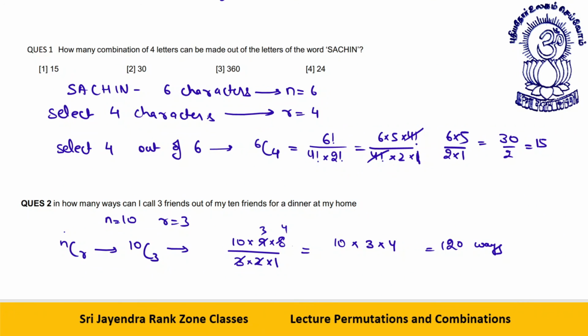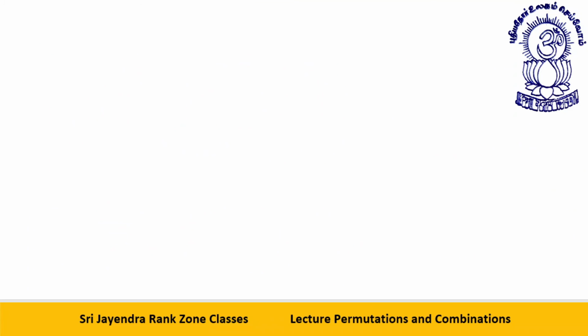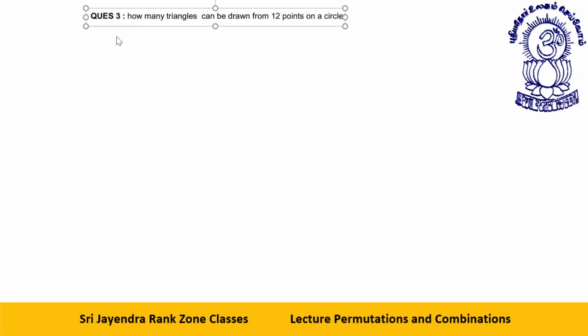The next question we have is in how many ways can triangles be formed drawn from 12 points on a circle. See, you have 12 points. Here n is equal to 12, and in order to draw a triangle means 3 points, so r is equal to 3. How can you draw a triangle? You just have to pick 3 points. You pick any 3 points, you connect them, you will get one triangle, okay?